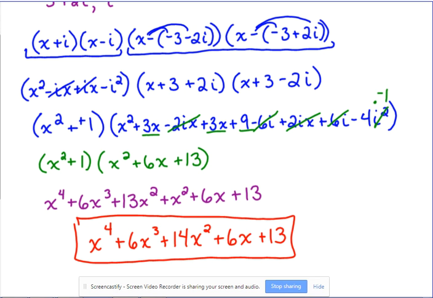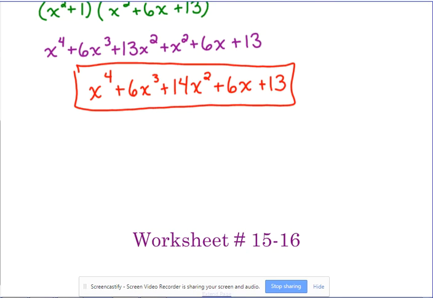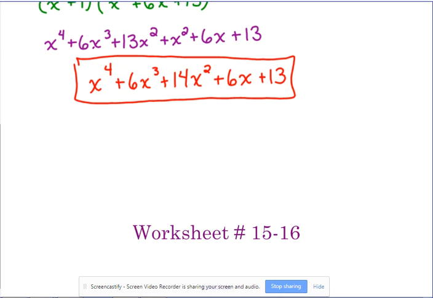All right, so practice with these for a second. 15 and 16 on your worksheet there are complex zeros or roots.